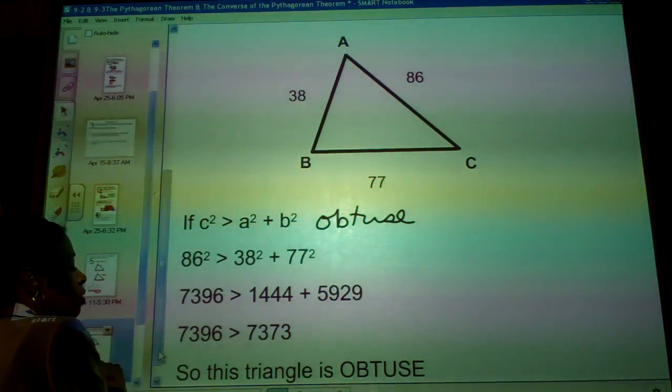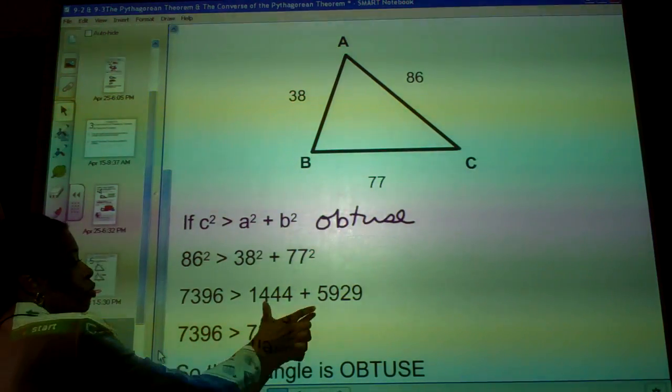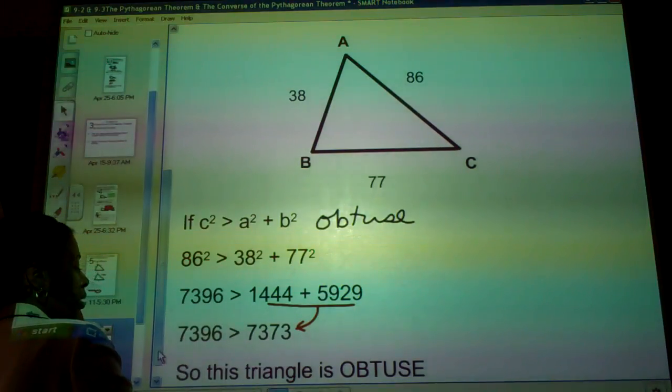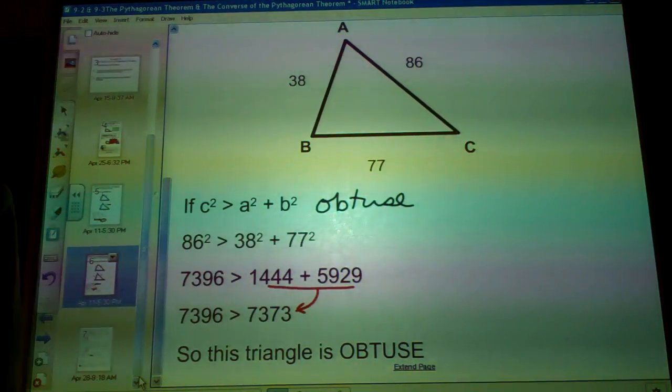Okay? 7,396 is greater than 7,373 when I added these two together. So this triangle will be considered obtuse. And that's 9-3.